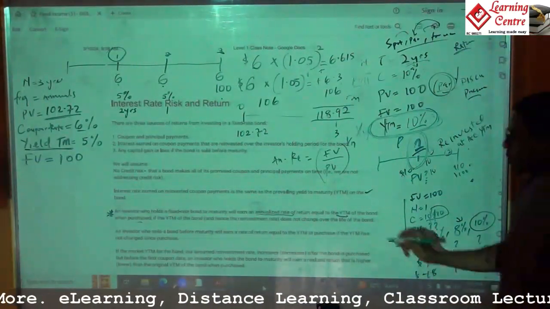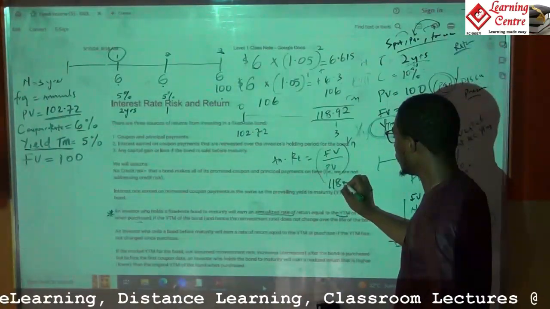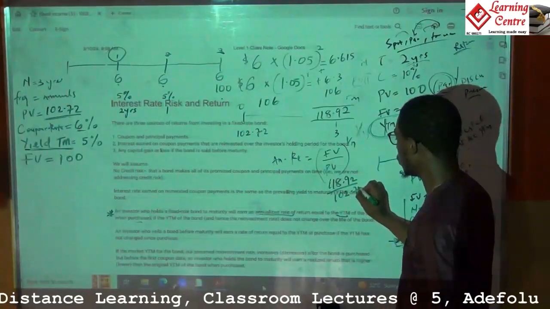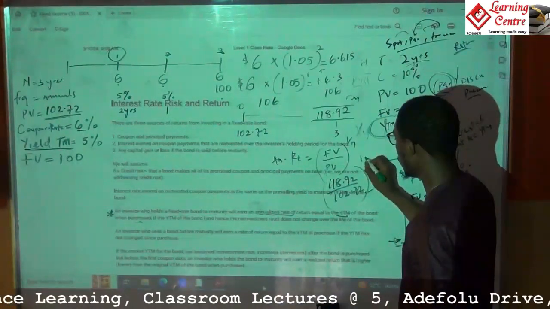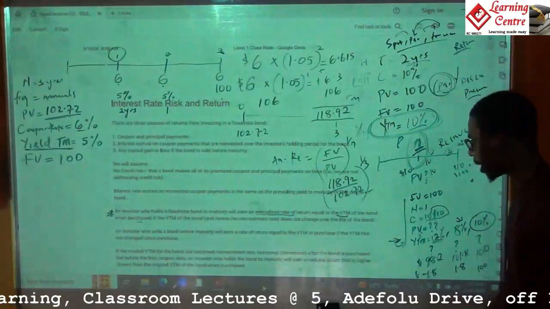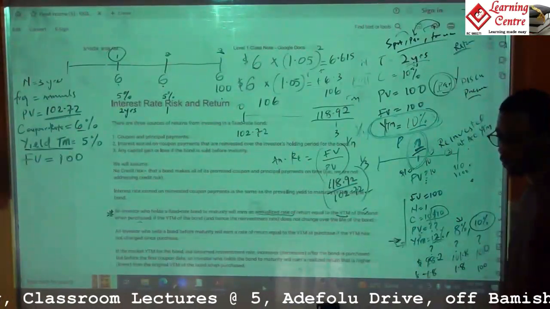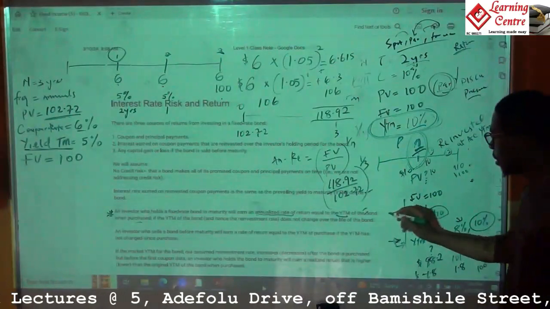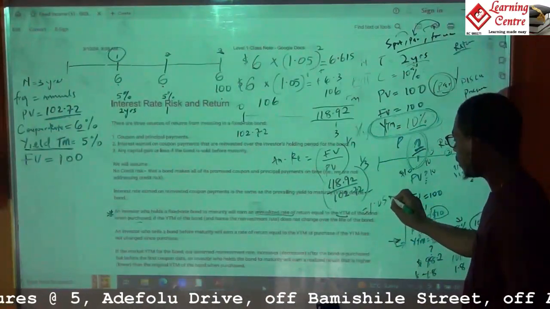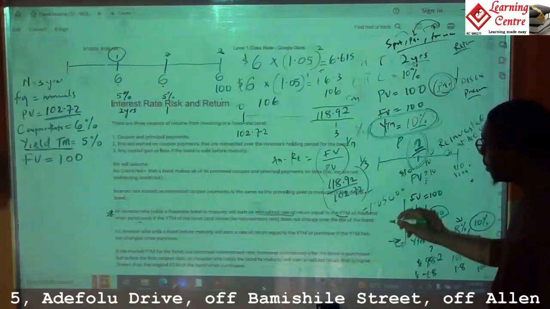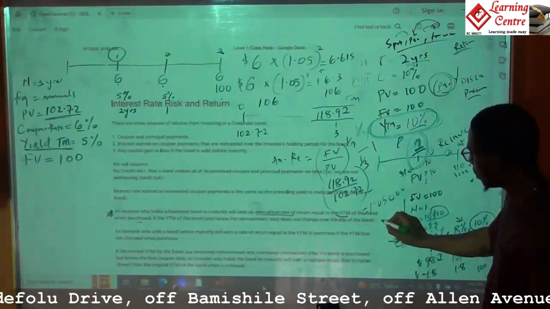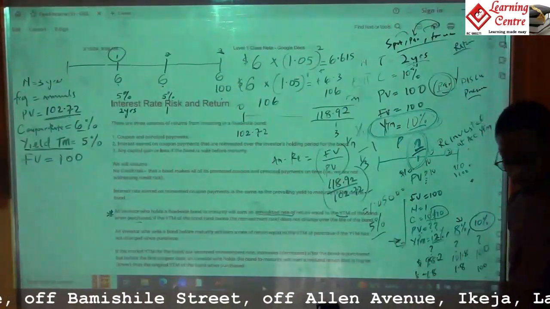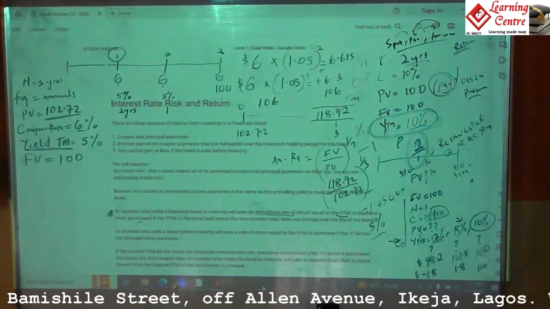Right? So let's do this. 118.9 over 102.72 raised to power 1/3. What is the annualized rate of return? So to get 1.05000, right? Yeah, so do minus 1 so that I get 5%. Right?